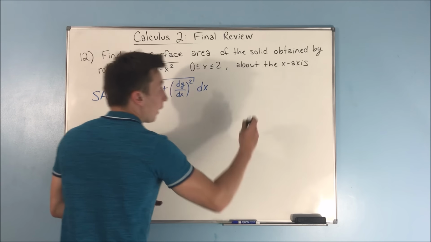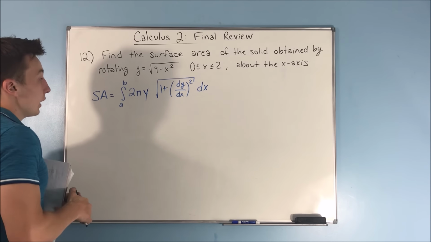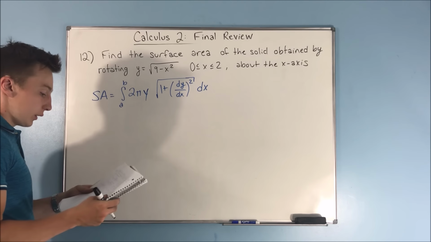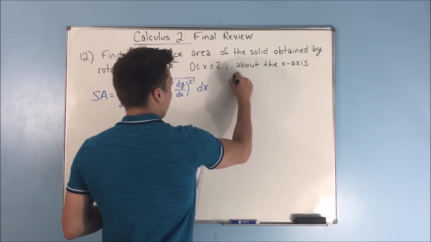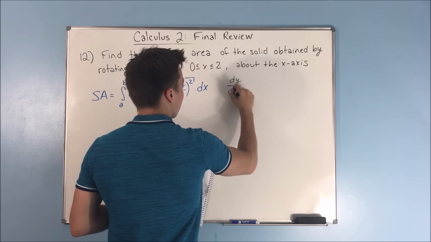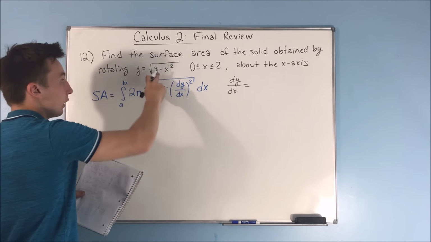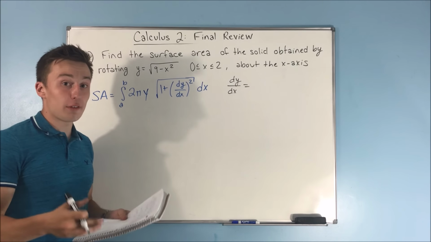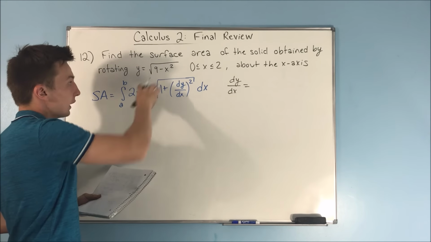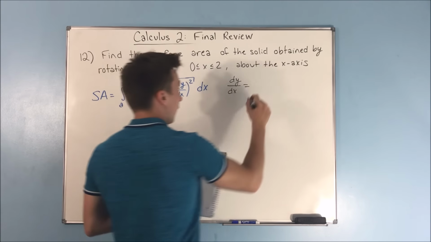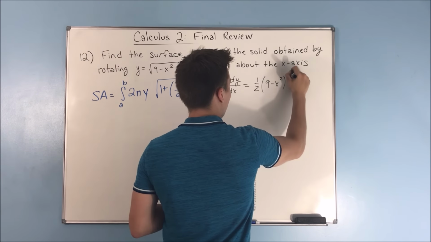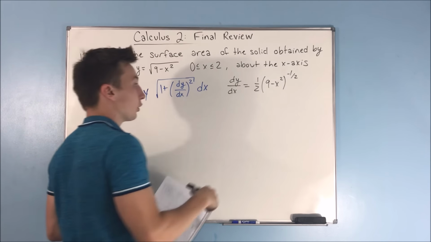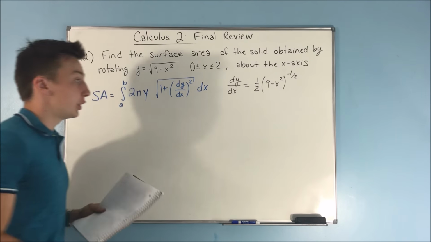Now, starting off here, we need to figure out what our dy dx is going to be. So we need to find that. So we'll write over here dy dx is equal to what? We have 9 minus x squared to the 1/2 as our y. So when we take the derivative, we'll have 1/2 times 9 minus x squared to the negative 1/2, and it'll be times the derivative of the inside, which is negative 2x.